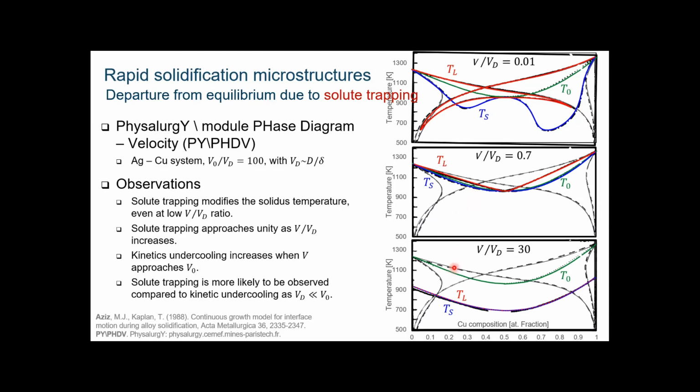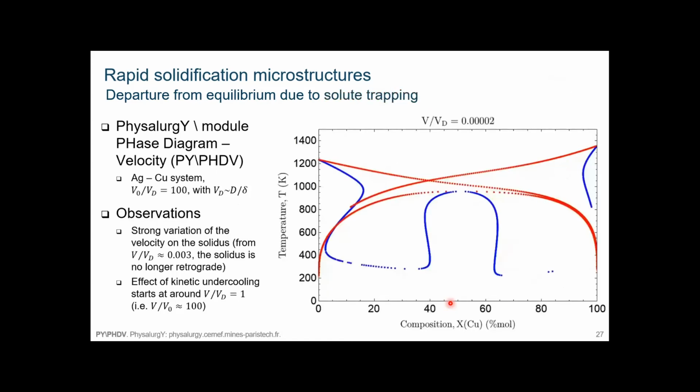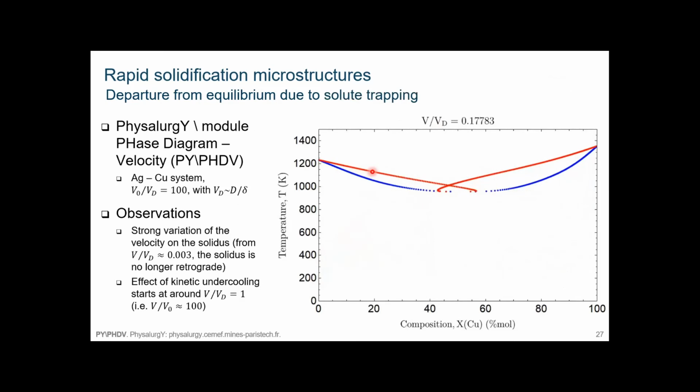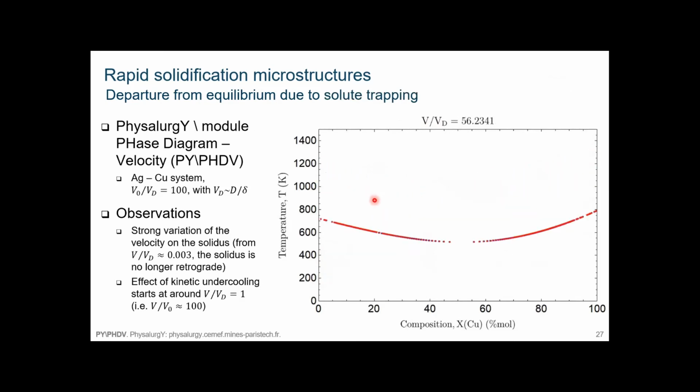If you go to much higher velocity now, what happens is that, in addition to having this solute trapping mechanism, you have this large kinetic undercooling. And so the liquidus and solidus lines have changed drastically compared to what you had at equilibrium. This is an animation showing the evolution of the liquidus and solidus lines when you increase velocity. So first they converge toward a single line, meaning you have no segregation. This is solute trapping. And then you have the kinetic undercooling that is added.